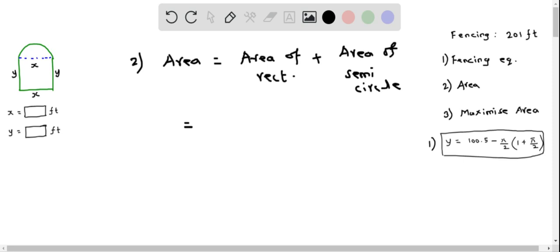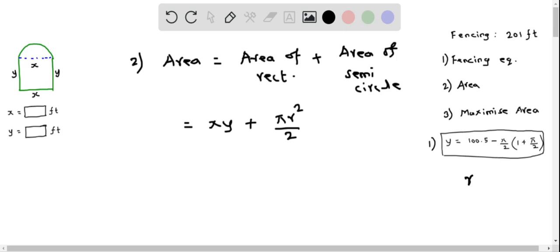We know that the area of the rectangle is length times width. So here we can consider x as length and y as width. Therefore it is xy plus the area of the semicircle. We know that the area of a circle is pi times radius squared, and for the area of a semicircle we have to divide this by 2. So it's basically pi times radius squared by 2.